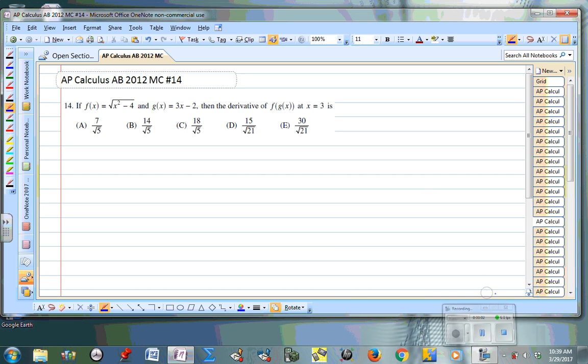Here in problem number 14, we're given a composite function and we're asked to find its derivative and evaluate that derivative when x equals 3. There's a couple ways we can go about it. Here's one way to look at it.